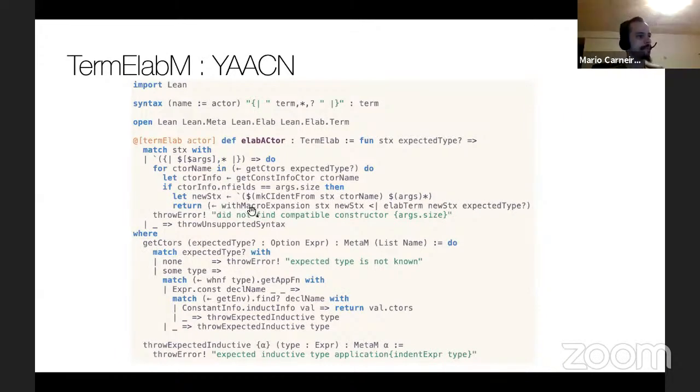Okay. Now we say that with macro expansion is just a helper combinator that says, okay, this is the before and after, put it on my macro stack. I'm going to elaborate this term here with the macro stack updated with this syntax and new syntax pair there. And I'm going to call elab term on new syntax with the expected type.